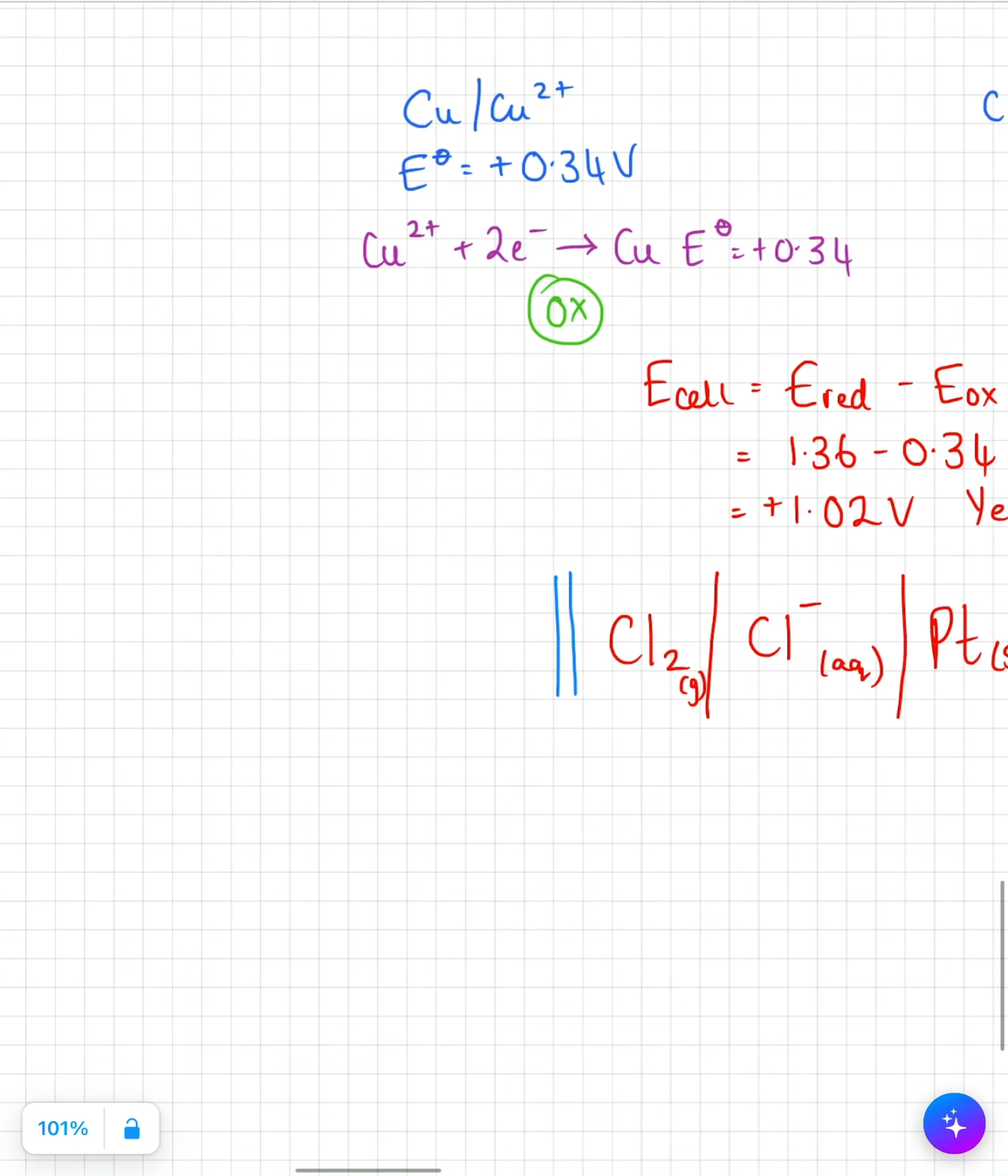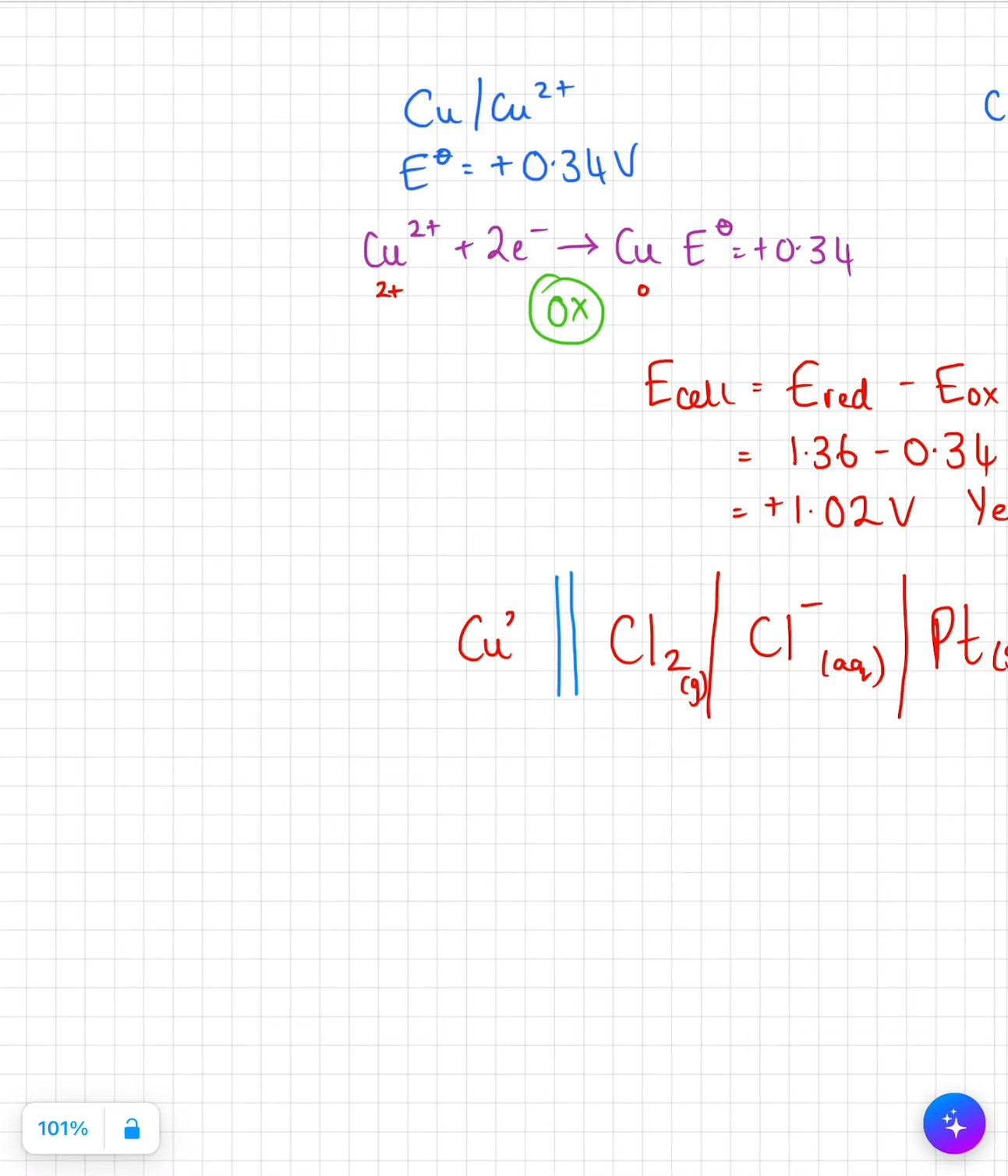On the left hand side is our oxidation process. The oxidation number of copper ions is copper 2+ and copper atoms is 0. So highest oxidation number closest to the salt bridge, they are aqueous. So we need a phase boundary because copper is solid.